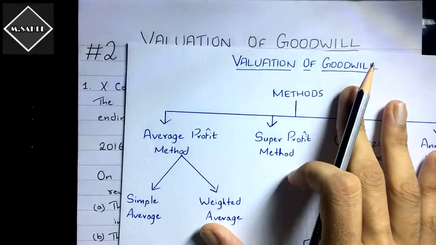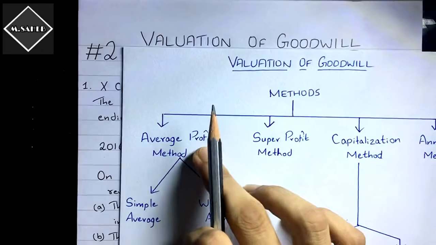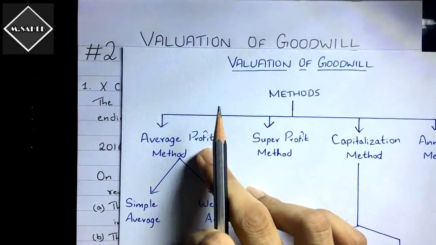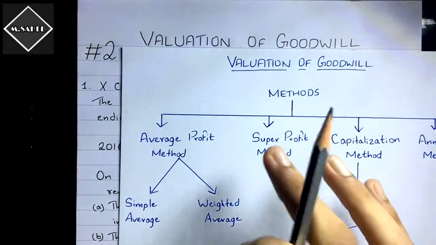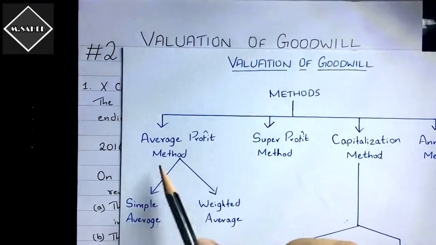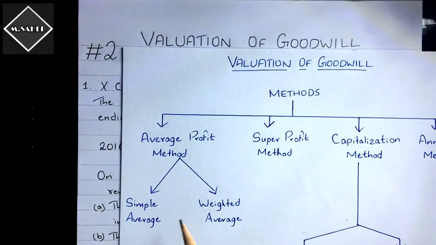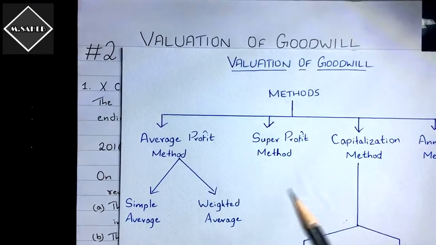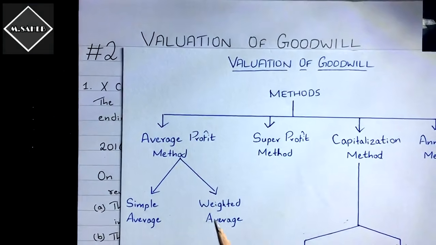But before solving the problem, let's understand the formula of this method and how it works. So let's first understand the average profit method. That would be the simple average method. We'll see the weighted average method later. So let's understand the average profit method.